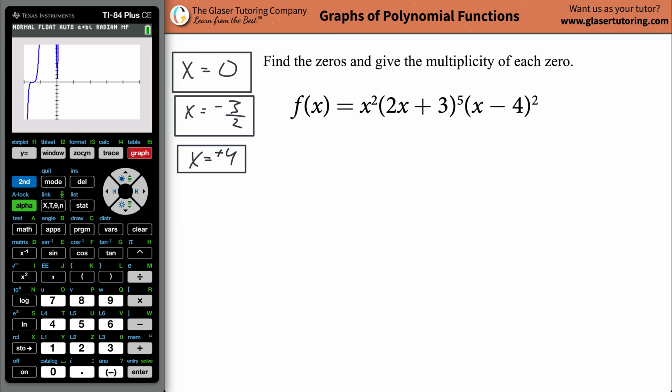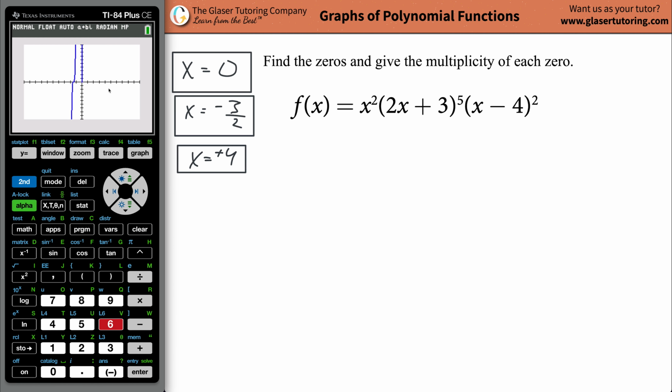Okay, so your window might be a little different than this. Go to zoom, go to standard, because this is probably what you're going to see. And, right. So we have something that, we have a problem. Houston, we have a problem. Okay, we have a problem.